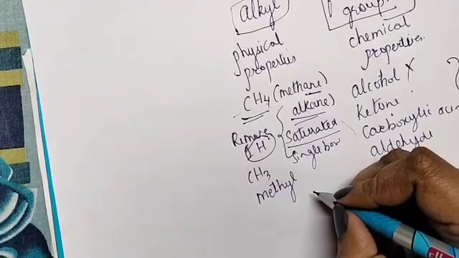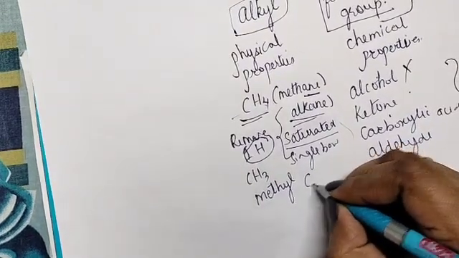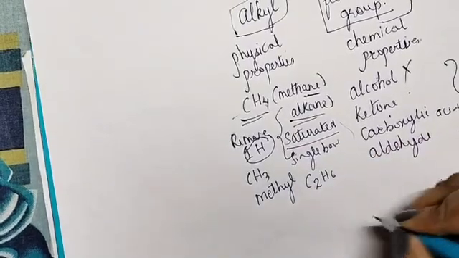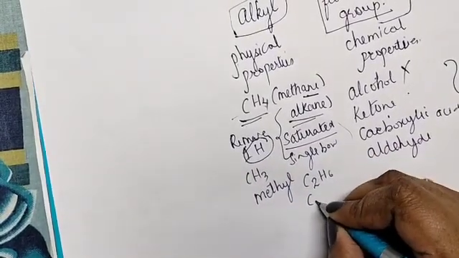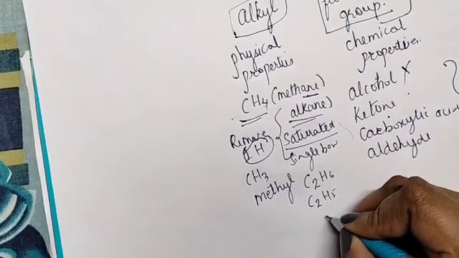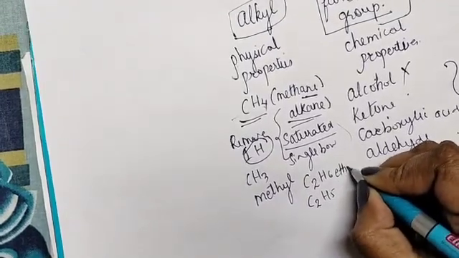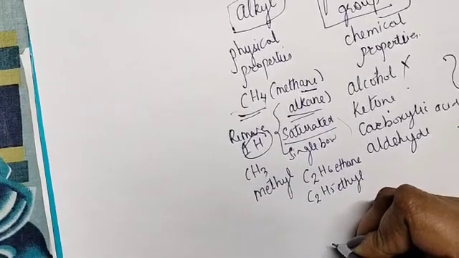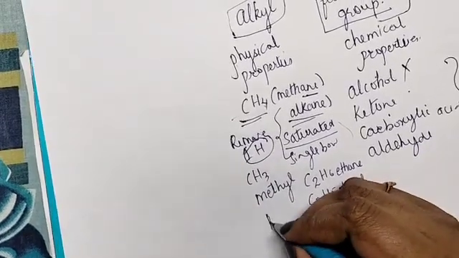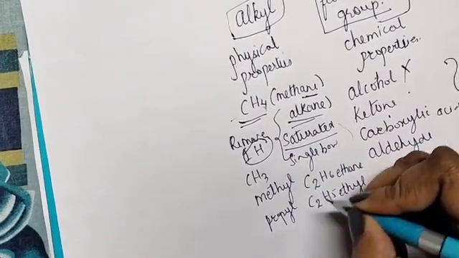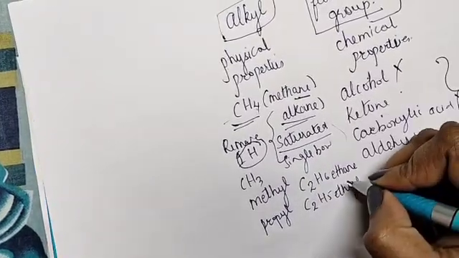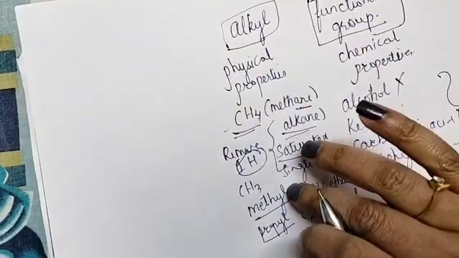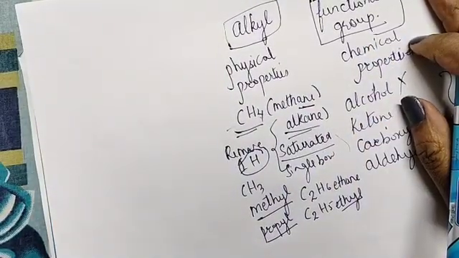Similarly I can take ethane. Ethane is C2H6, and what I do, I remove one hydrogen, so this becomes C2H5. So this is ethane, but after removing one hydrogen, this will be called ethyl. Like that you can do for propane, that will become propyl. If it is butane, it will become butyl, and so on. So these are the alkyl groups deciding the physical properties.